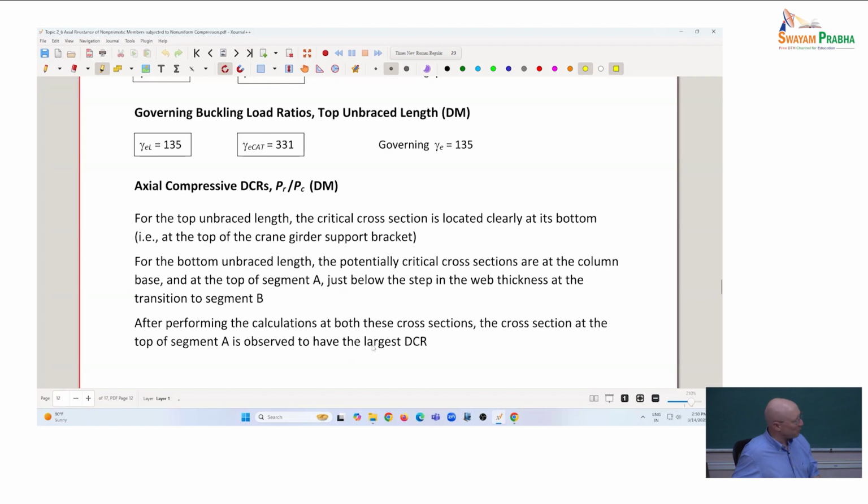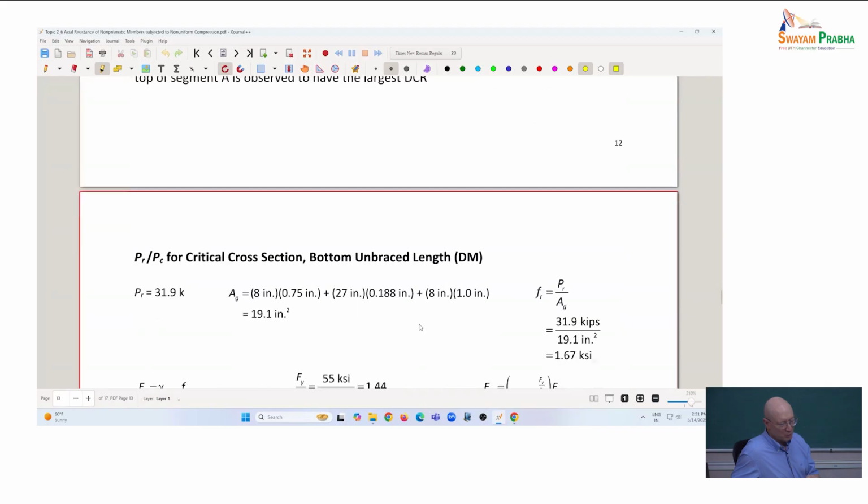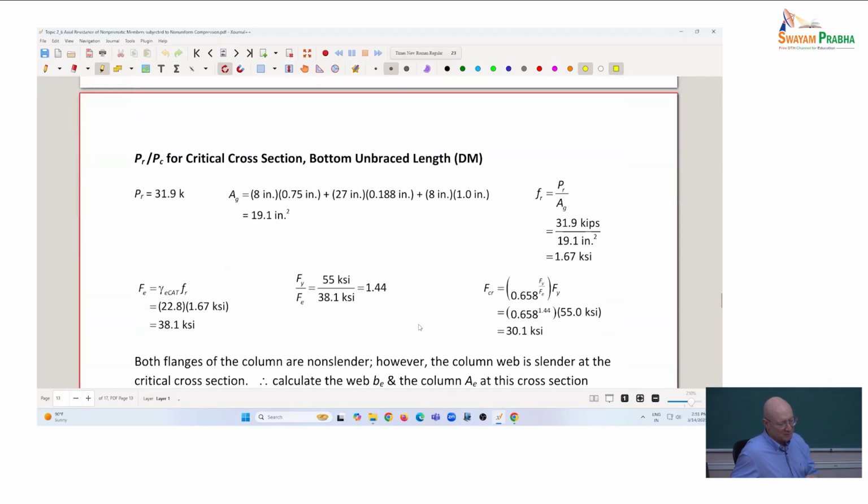And after performing the calculations for both of these cross sections, the cross section at the top there, where we've got a transition in thickness, gives us the largest demand to capacity ratio. So I want to show you how that's working. This is just rehashing what we looked at yesterday with the W24 by 55 example.